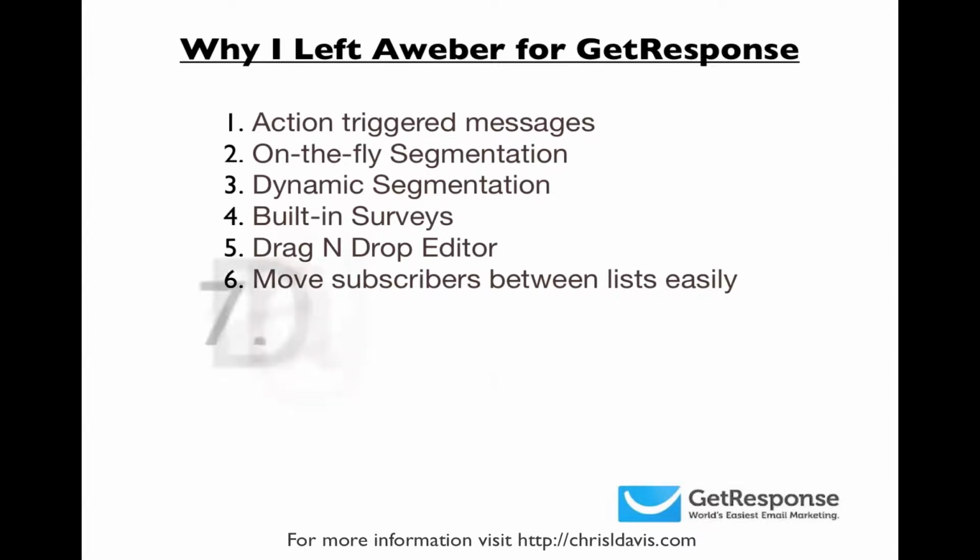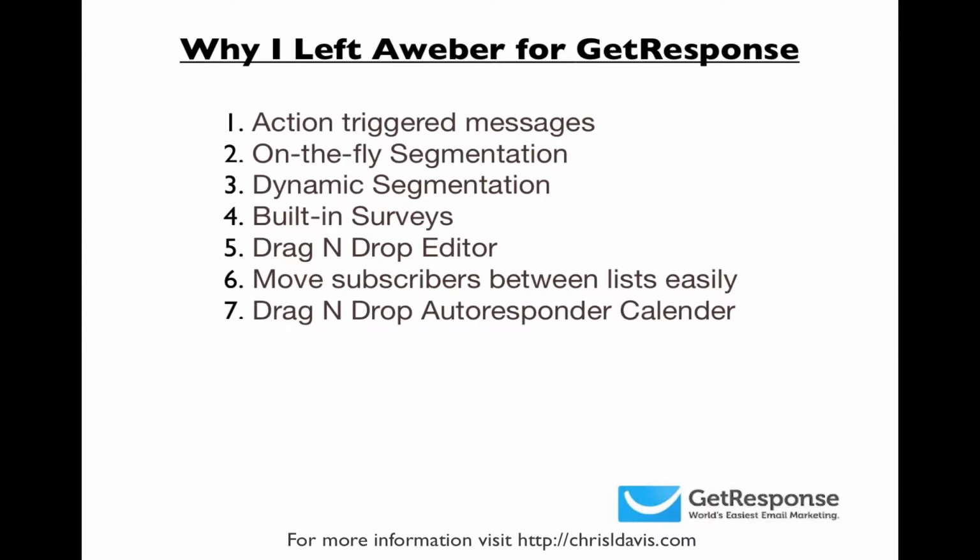Okay. Another one is drag and drop autoresponder calendar. As I said, these things are advanced, and these are more of picky, more customized experience seekers in email marketing. But GetResponse gives you a visual calendar that you can drag your messages to whatever day you want them to go out. So it gives you a visual representation of exactly when your messages are going out on your autoresponder.